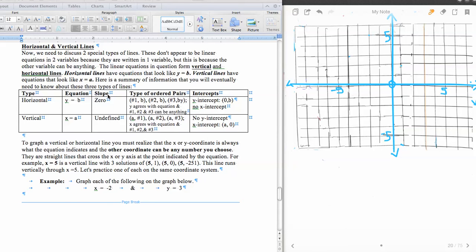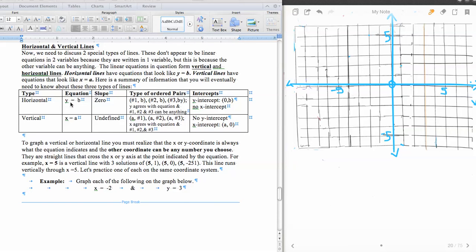And what this means is that for every single number that you can think of in a horizontal line, for every single independent value, the y value, the dependent, is always the same thing. Now, I've made this little table here to help you out for the future, as well as right now we're going to use just the types of ordered pairs and the intercept part here.